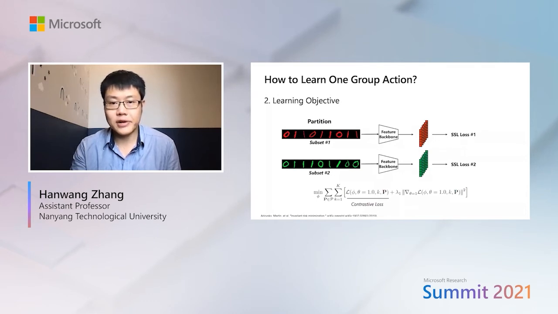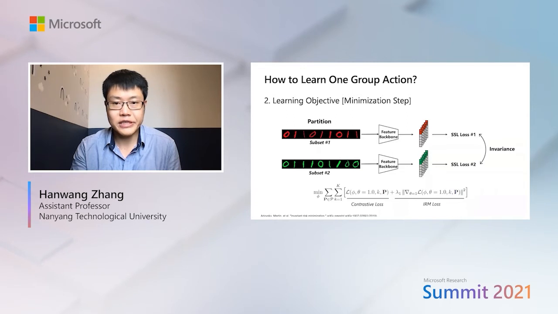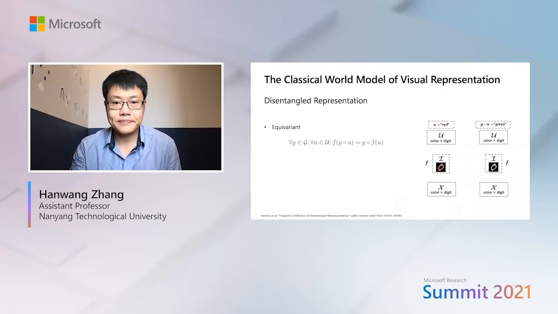Given the data partition, we need a learning objective. Besides the conventional contrastive loss, we also have the invariant risk minimization loss, which regularizes the loss to be invariant across different subsets in the partition. To achieve this invariance, the model needs to decompose a separate feature subspace to encode the color semantic, thus isolating the effect of the color across different subsets. In this way, color semantic is recognized and learned. This learning objective is also named the minimization step in our work.